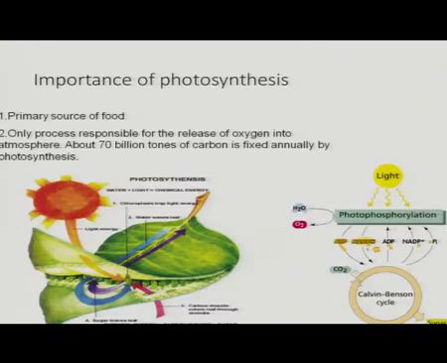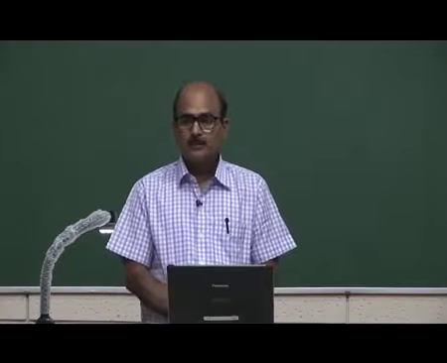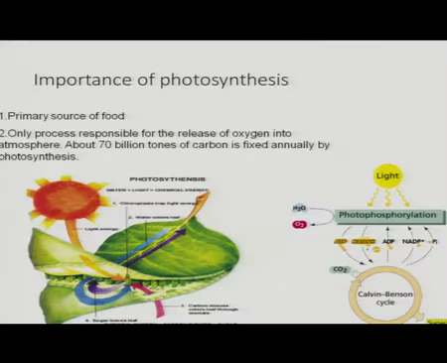Now, what is the importance of photosynthesis? As we already said, it is the only process by which the autotrophic organisms make their own food, and all the other organisms like consumers and decomposers depend directly or indirectly on the producers. So, it is the primary source of food.